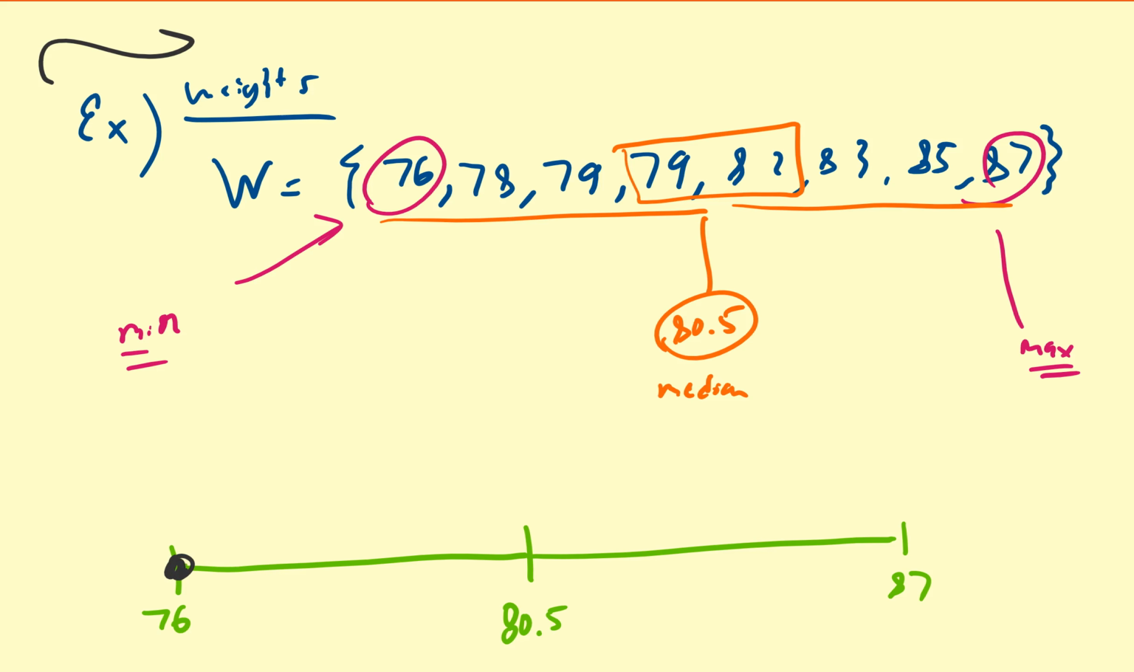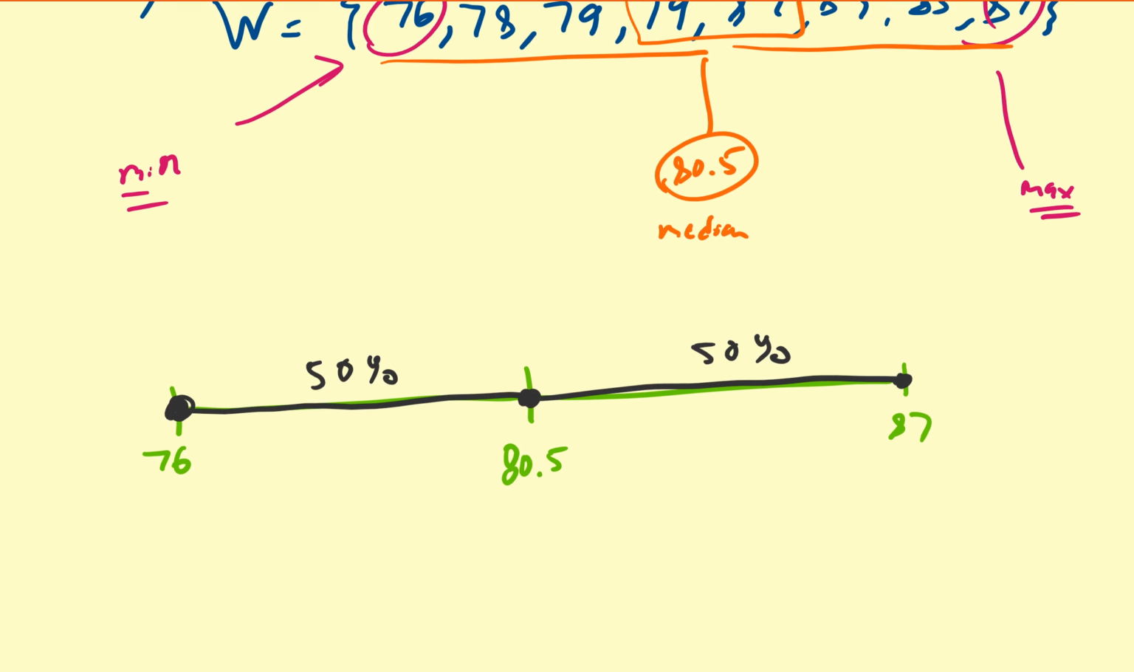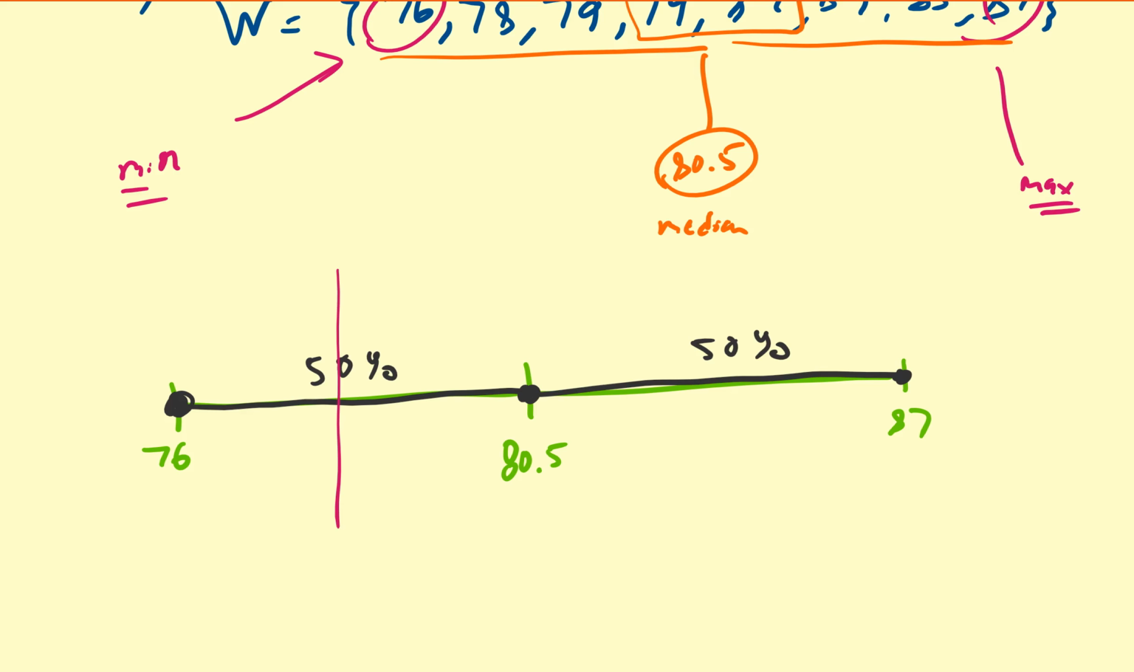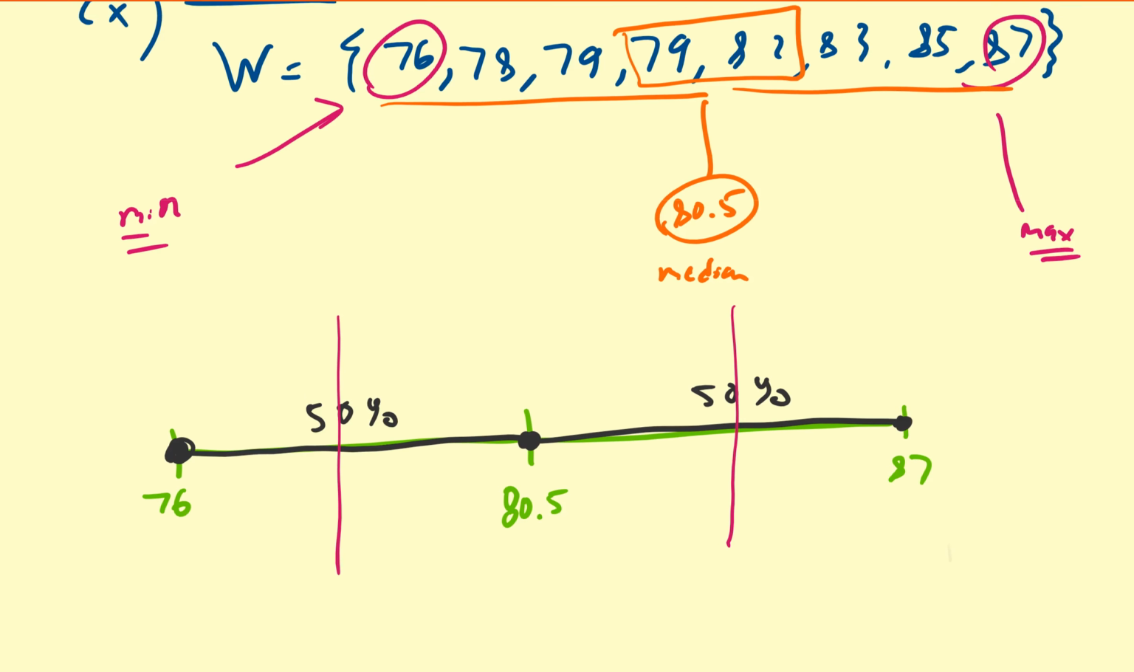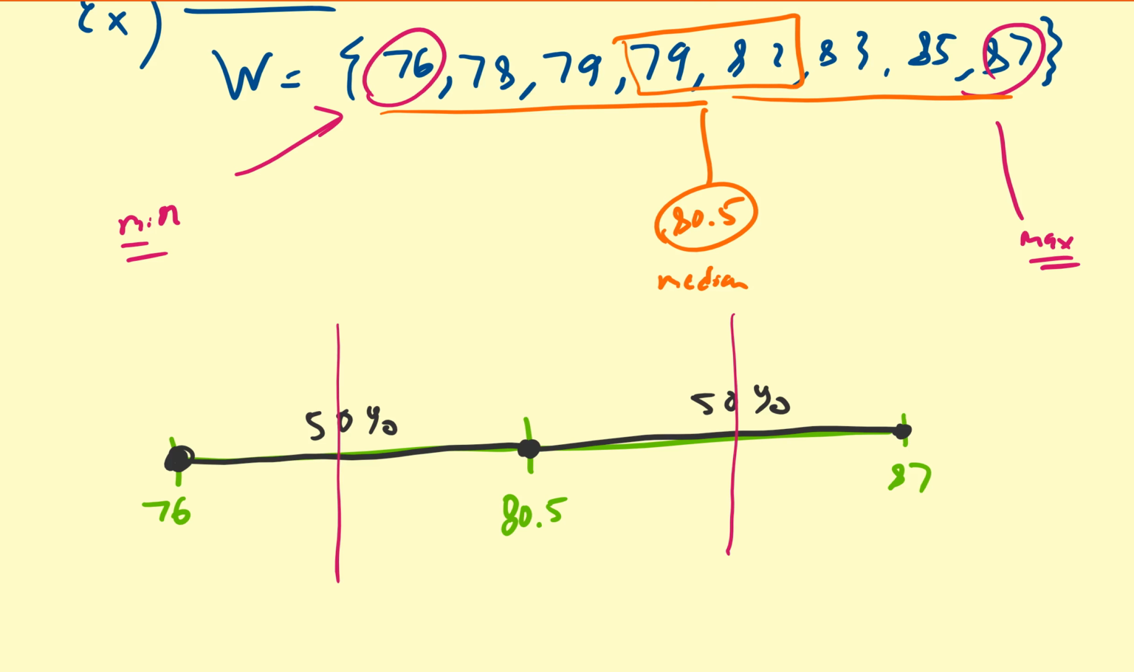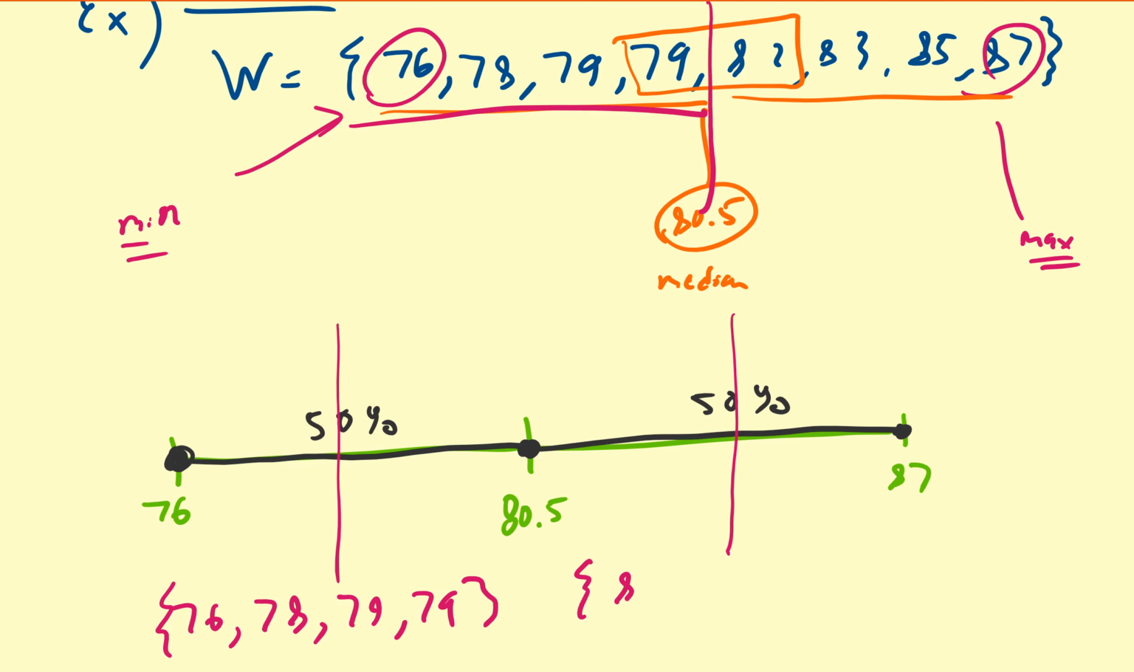So, including the boundaries, 50% of the data points are going to be here, and 50% of the data points are going to be here. Therefore, if we want to break this up into quarters, then we need to find a point that breaks these halves in half. According to this data set, the left-hand side of this set is going to be 76, 78, 79, and 79. The right-hand side of this set is going to be 82, 83, 85, and 87.